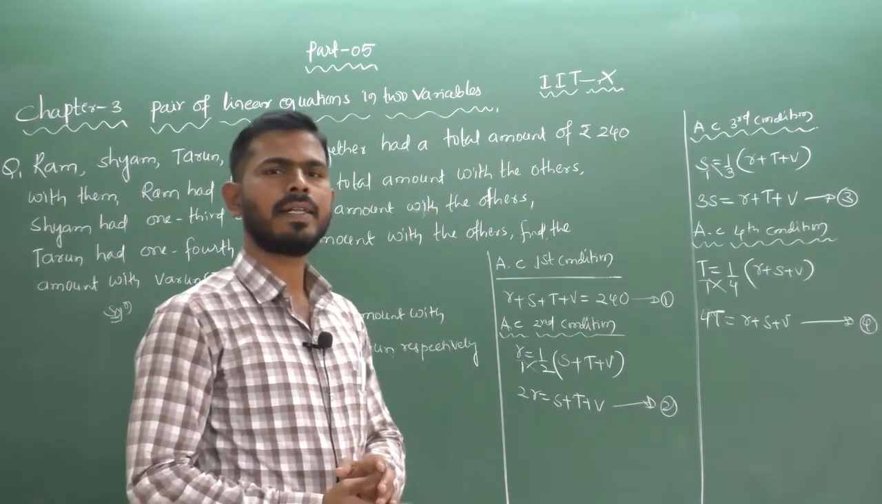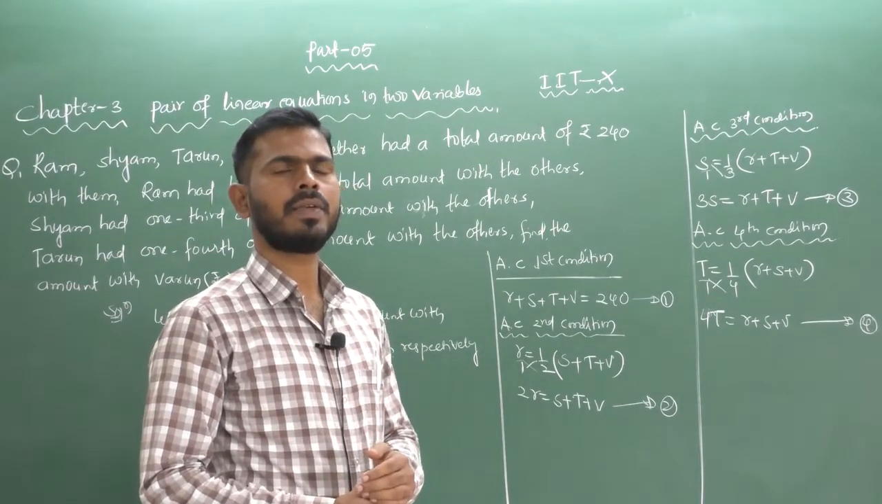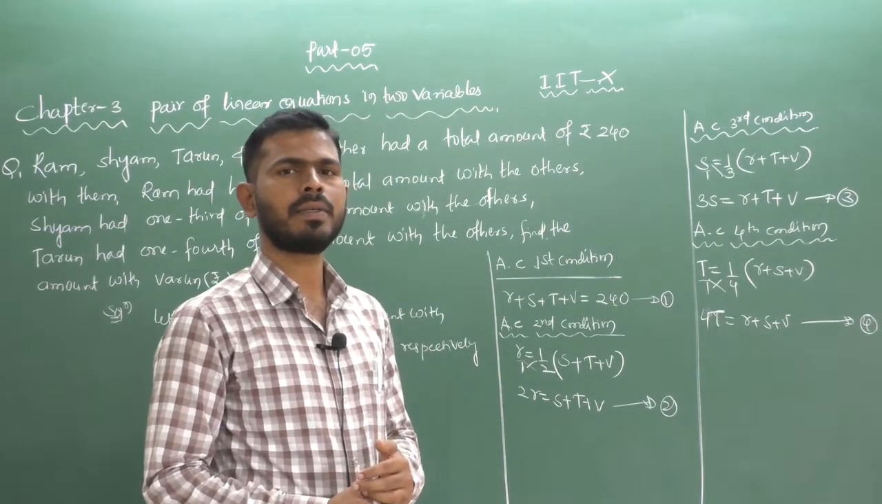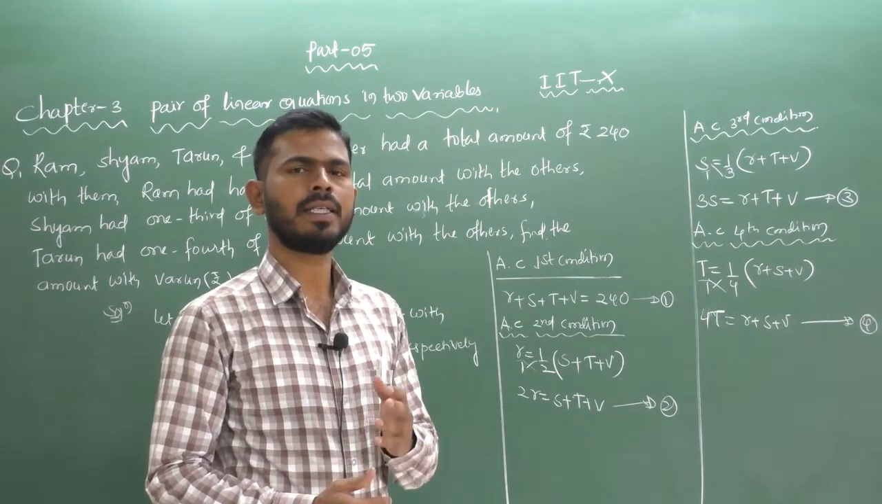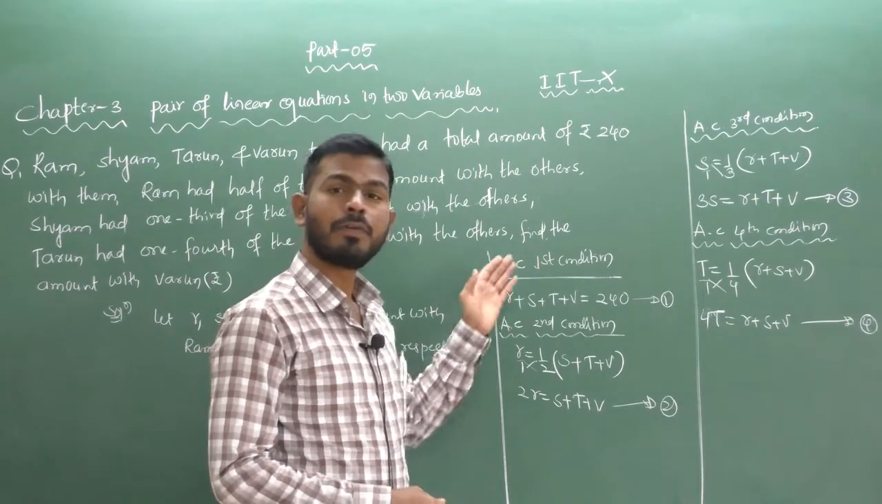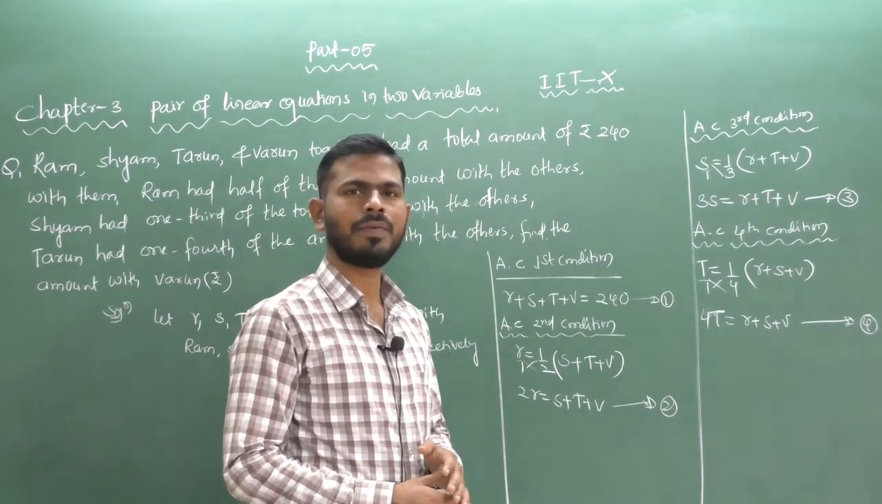So last class we had discussed how to find out the value of x and y, that is pair of linear equation in two variables. And before that class also we discussed about how to find out the value of x, y, z, three variables. So in this session we will discuss how to find out the value of four variables, that is r value, s value, t value and v value.